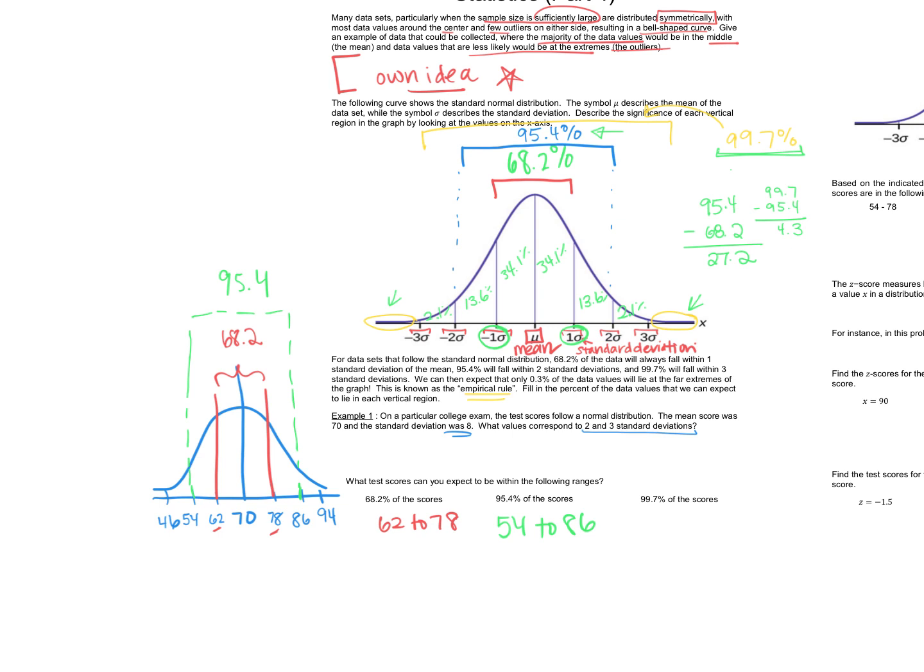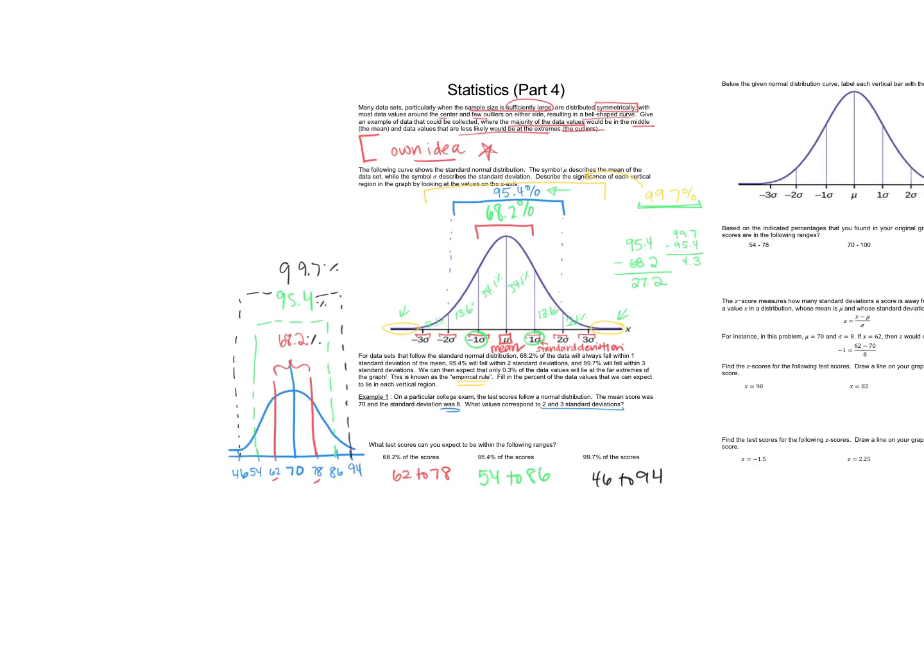And then lastly, we have the 99.7. So that's really just within 3 standard deviations. 99.7. These are all percents. That would be from 46 to 94. Those are the test scores we would expect in there.